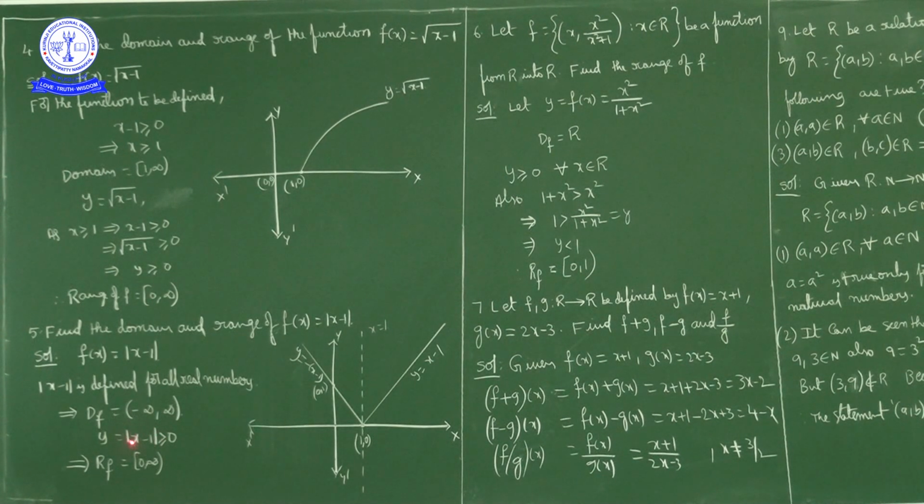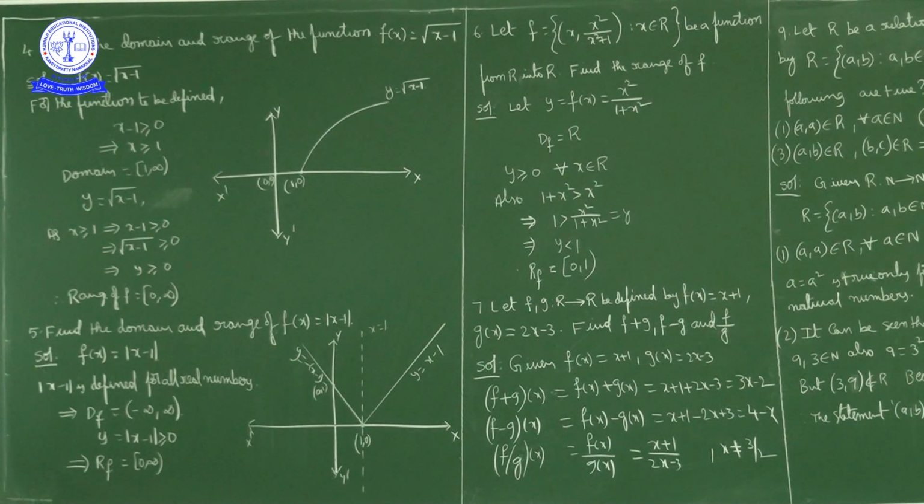Suppose you give x value as 1, so modulus of 1 minus 1 is 0. In the remaining cases other than 1, whatever number you give, it is always positive. Suppose x value is minus 1. So minus 1 minus 1 is minus 2, modulus of minus 2 is 2. Suppose x value is 2. Modulus of 2 minus 1 is modulus of 1, which is 1. So the graph is like this. Domain of the function is all real numbers. Range of the function is the closed interval 0 to infinity.